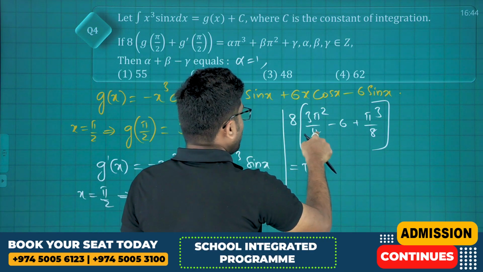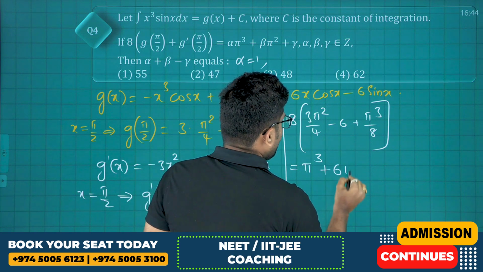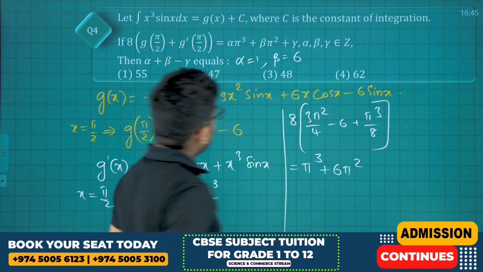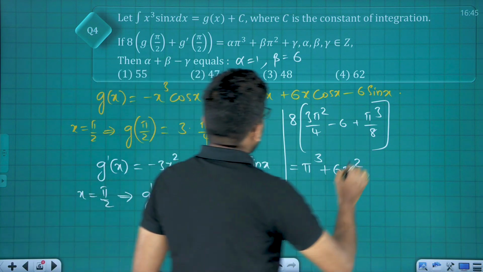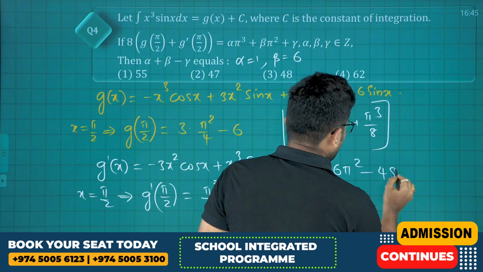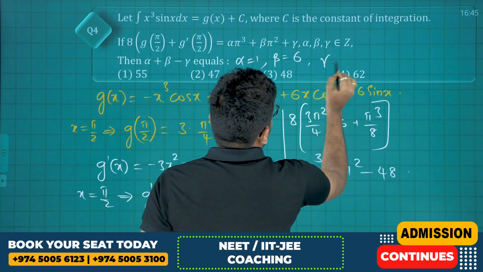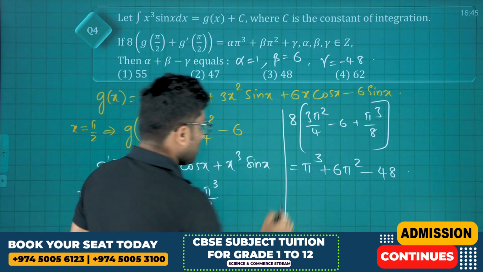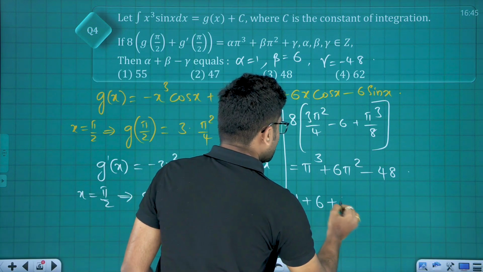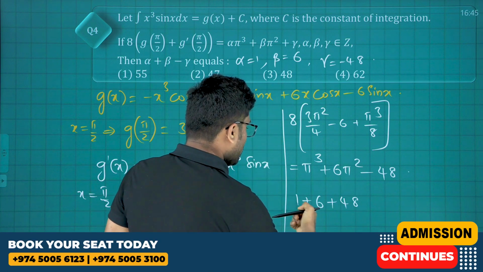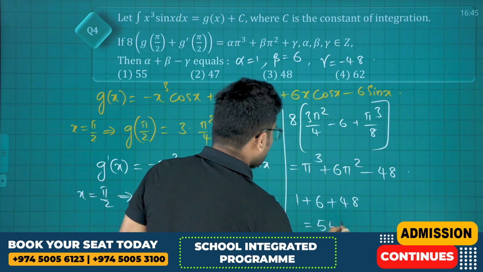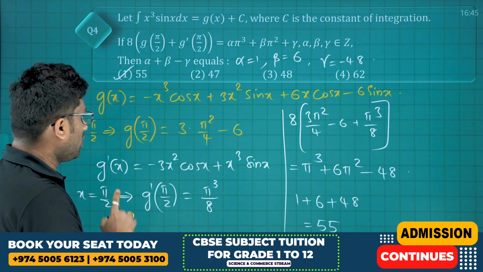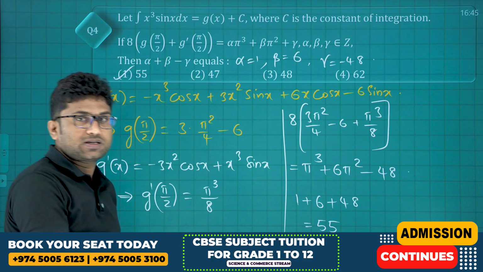Pi square, 8, 4 ones are 4, twos are 8, plus 6 pi square, beta is equals to 6, plus gamma, 8 sixes are 48, minus 48. Gamma is equals to minus 48. Now they are asking us to find alpha plus beta minus gamma. 1 plus 6 plus 48, 49, which is equals to 55. That is the answer, which is option 1. Just finding g of x by using by parts.